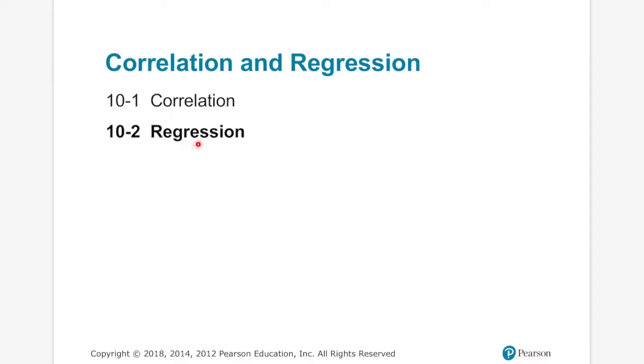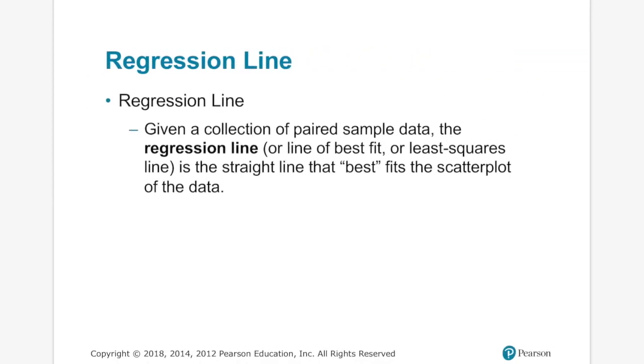Section 10.2, Regression. Given a collection of paired sample data, the regression line, which can also be called the line of best fit or the least squares line, is a straight line that best fits the scatter plot of the data.